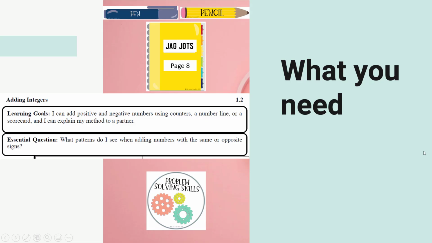Today, you're going to need a pen and a pencil or a pencil. Your Jaguar Jots starting on page 8, 1.2. Make sure that your essential question that you're on is, what patterns do I see when adding numbers with the same or opposite signs? And as always, bring your problem solving skills with you because we have lots to do.